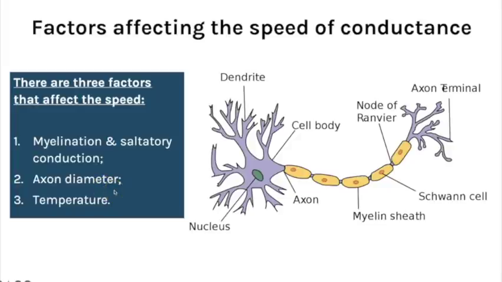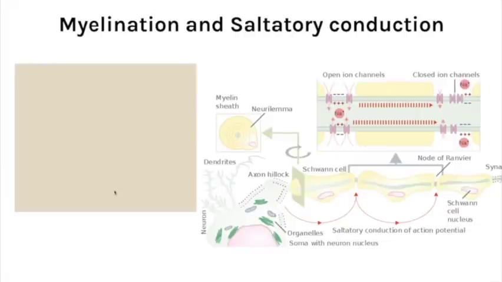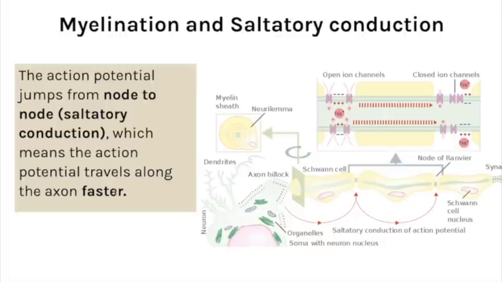Now, the factors that will affect the speed of conduction are myelination and saltatory conduction, the axon diameter, and temperature. So the first one was myelination, and that results in saltatory conduction. And what that term means is the action potentials will jump from node to node, meaning the node of Ranvier. And that is because this myelin sheath created by the Schwann cells is insulating, so the ions cannot diffuse in and out during these sections, so it jumps to the parts where there is no insulation. Now, as a result, that means that the impulse will travel much faster along the axon because you don't have to generate as many action potentials. You're only generating them at those nodes.